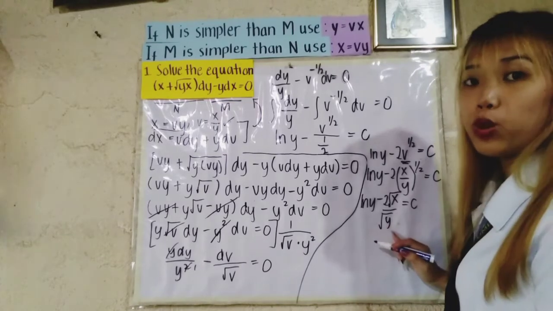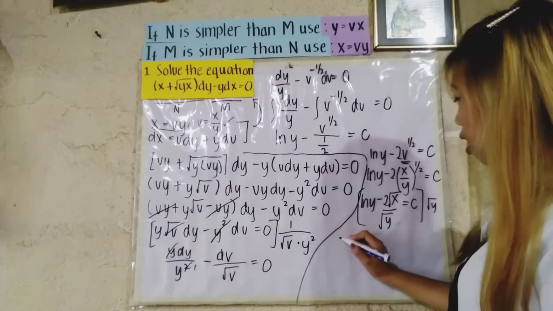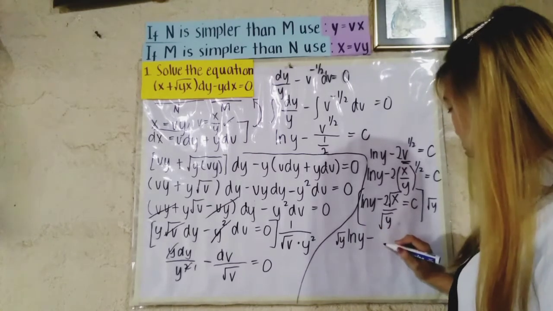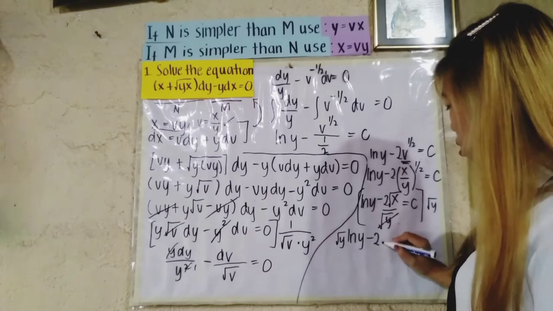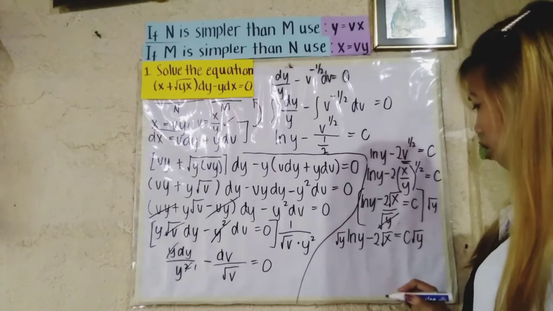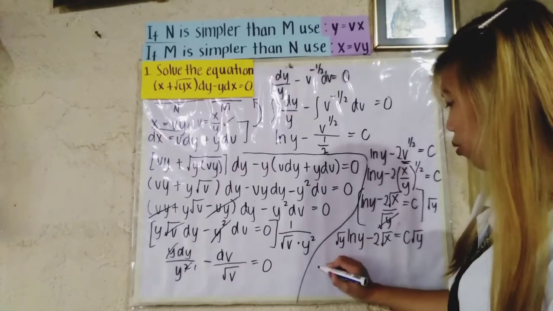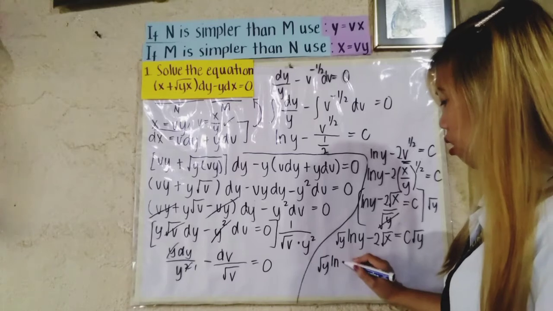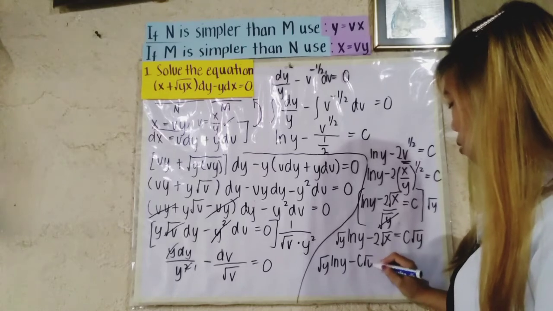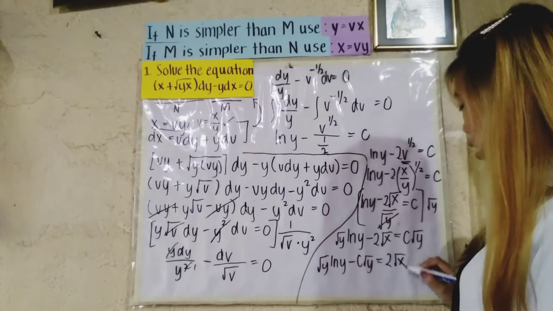Then, next natin gagawin para mawala yung fraction, i-multiply natin siya sa square root of y. So, magkakaroon tayo dito ng square root of y, ln of y, minus, makakancel na to, may matitira na lang tayong 2, square root of x, equal to c, square root of y. So, pwede na natin pagsamahin tong may parehas na y. So, ilipat natin to dito. So, we have here y, ln of y, minus, pag nilipat, magiging negative. So, we have c, y, equal to, magiging positive, to square root of x.